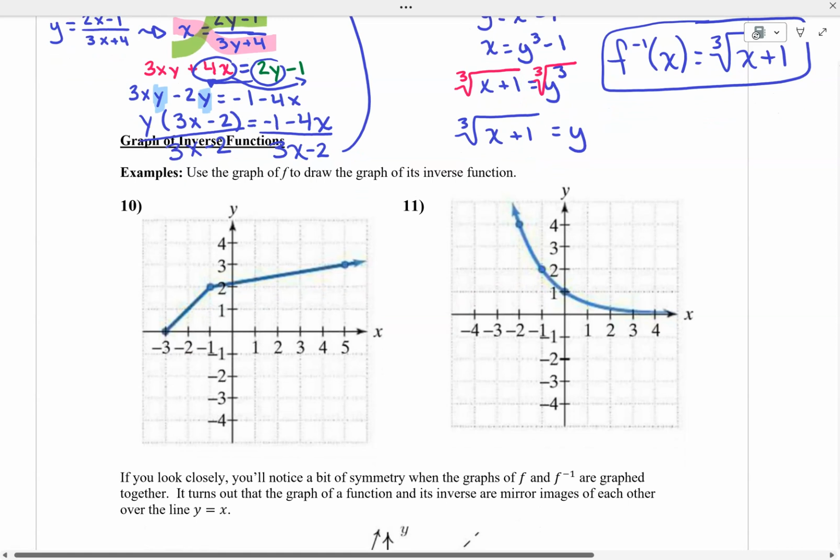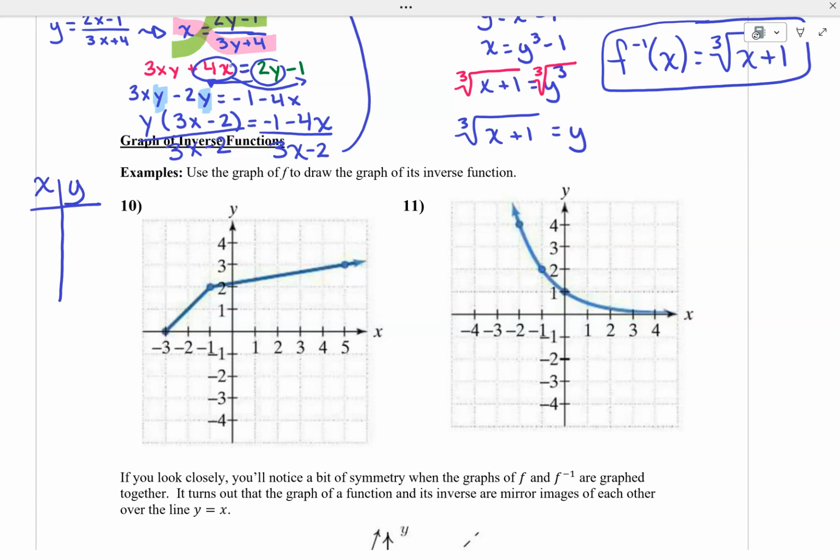Okay, so we are going to use the graph to do the inverse. So this is what I like to do. As of right now, these graphs are originally blue. So what I'm going to do is just jot down the ordered pairs. So this one right here would be (-3, 0). This one is (-1, 2). This is (5, 3). And I'm going to go ahead and do example 11, 2.